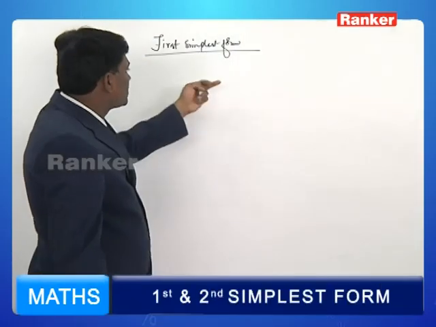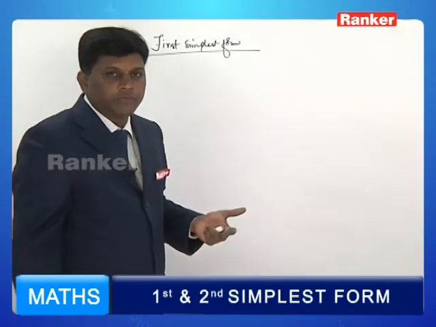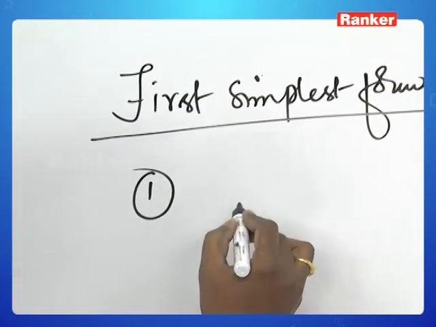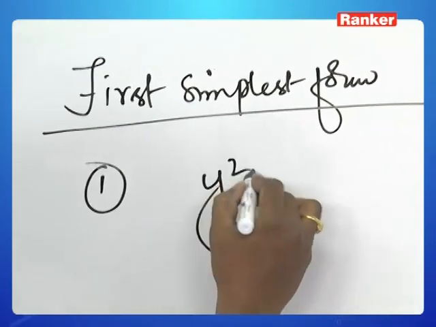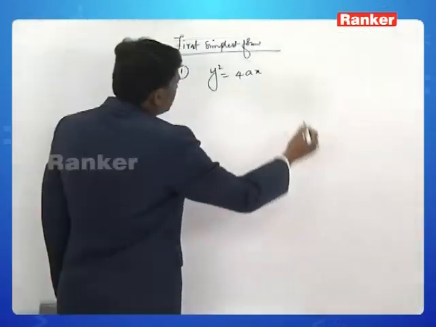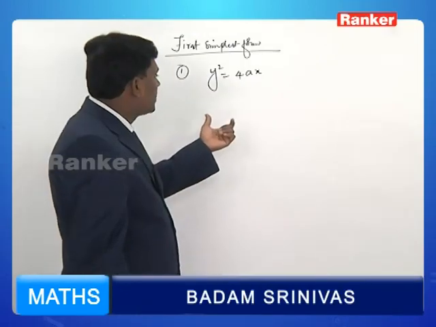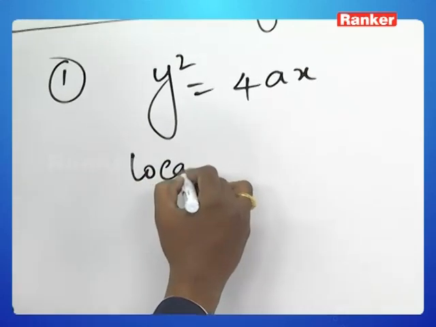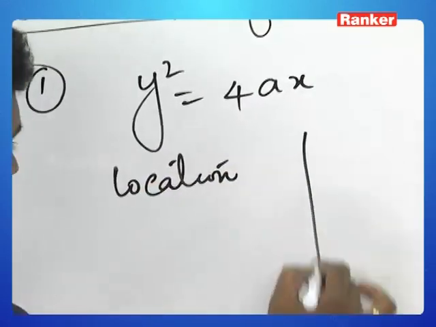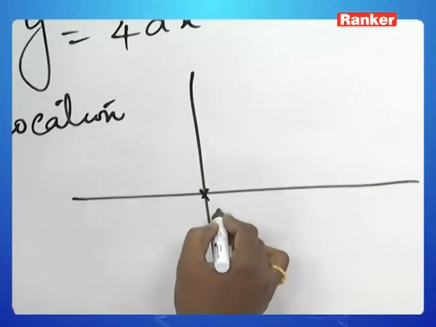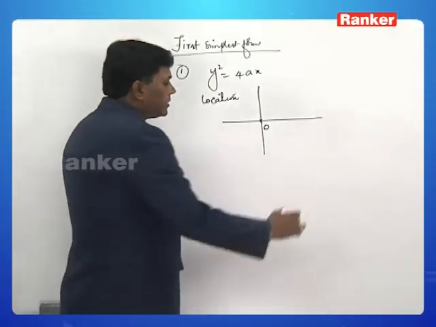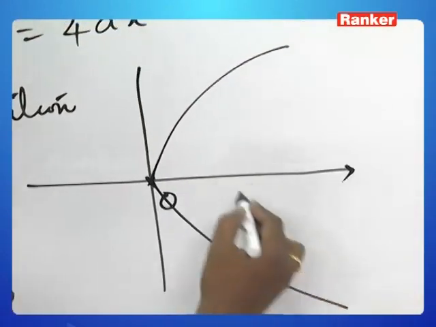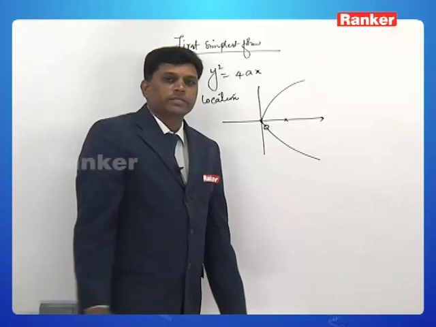Now let us see the properties of this first simplest form, whatever we have derived just now. Its equation is y square equals to 4ax. Let us start with this first point, y square equal to 4ax. Regarding its location, this is a parabola defined with vertex origin, principal axis taken as x-axis, and focus is lying somewhere on positive x-axis.